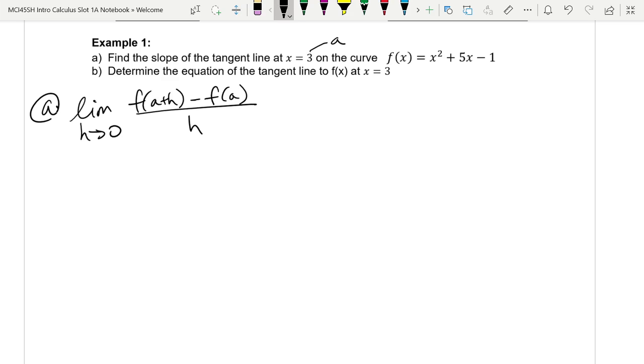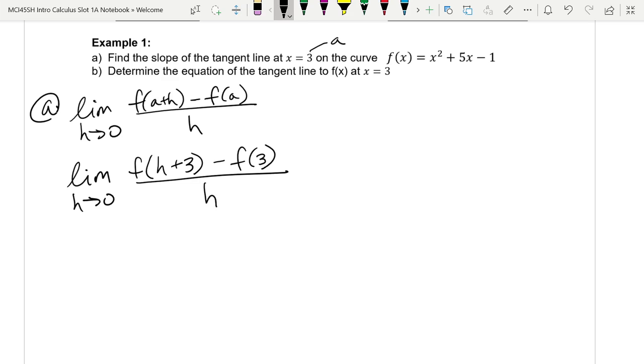So the slope of the tangent when x is 3 is going to be the rise over run from some point that's h away from 3. And then I'm just going to make h approach 0. So here's what that looks like. f of a plus h is actually going to be basically 3 plus h. I'll write h plus 3, right? You can add two things in any order you want. Minus f of 3 all over h.